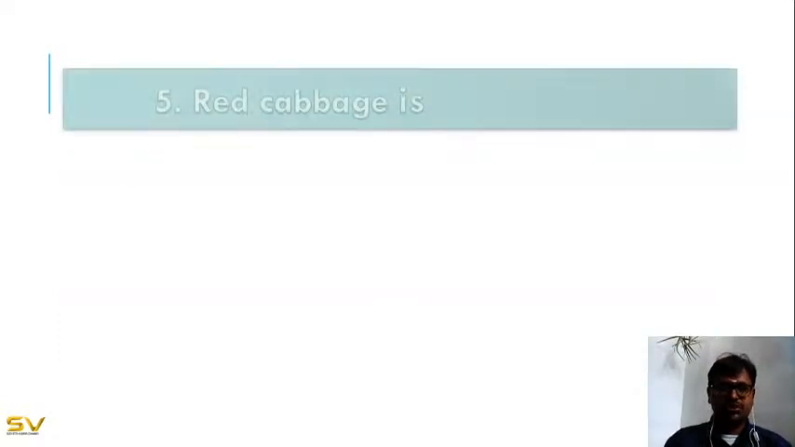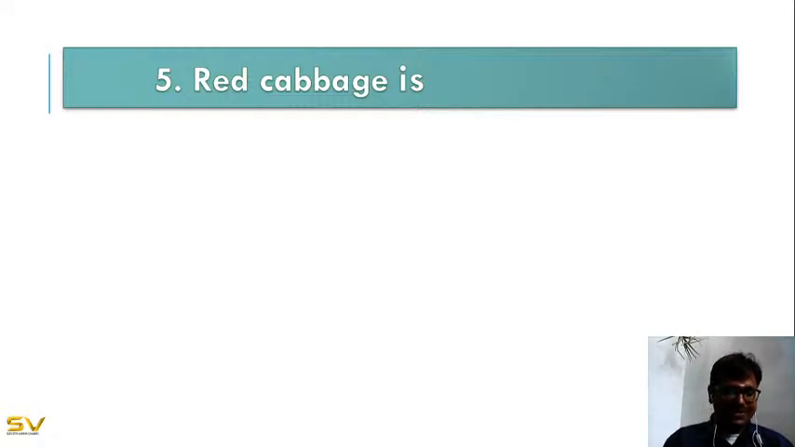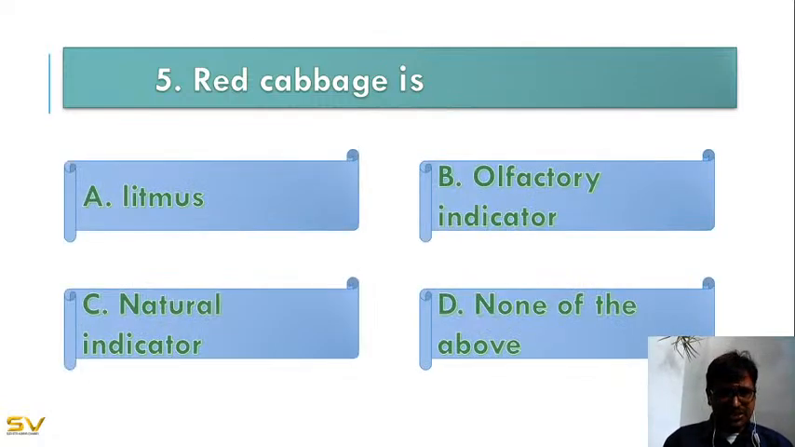Now coming to the next question, red cabbage. What is red cabbage? Is it a litmus? Is it an olfactory indicator? Is it a natural indicator? Or none of the above? So red cabbage is: litmus, olfactory indicator, natural indicator, none of the above. Among the four, which is the one? Red cabbage, olfactory indicator, Almas.